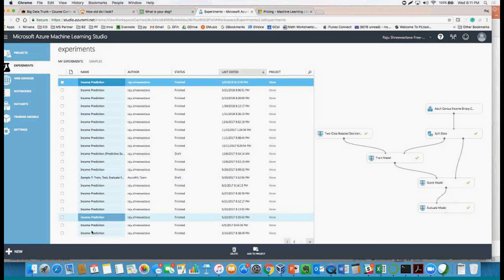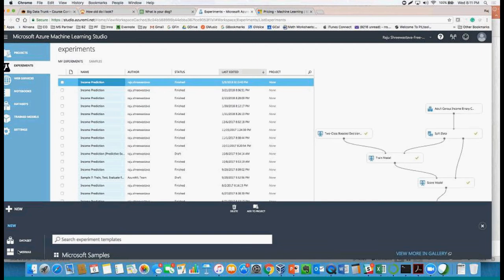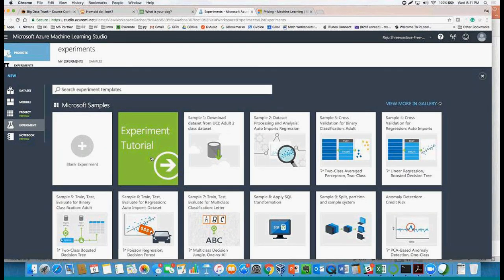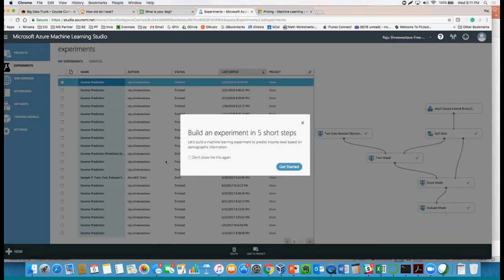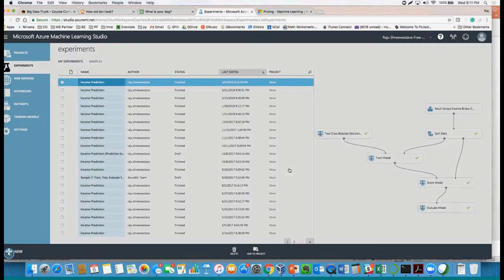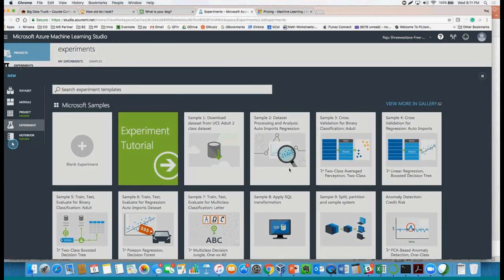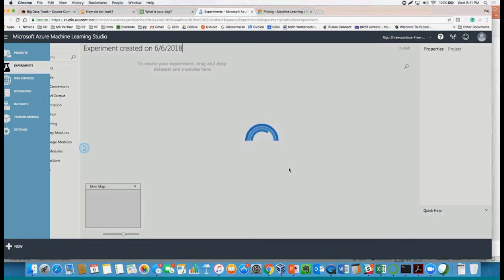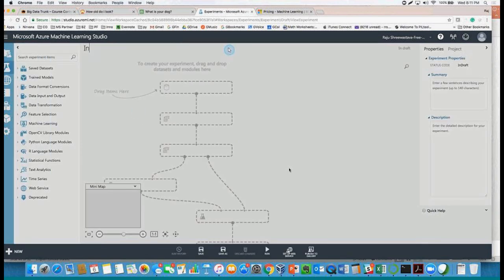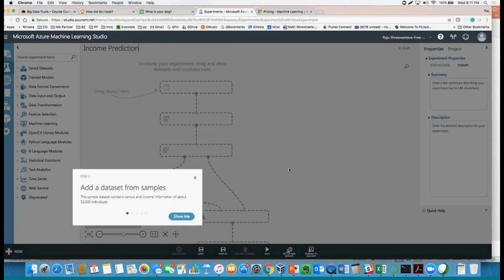To be able to do that, I'm going to use an experiment, which is the terminology which Microsoft uses. It is not general terminology. It is Microsoft specific, but pretty simple. Let's get started. We start with a blank experiment. It creates a canvas for you, and you can name it whatever you want. In this case, we are doing income prediction.